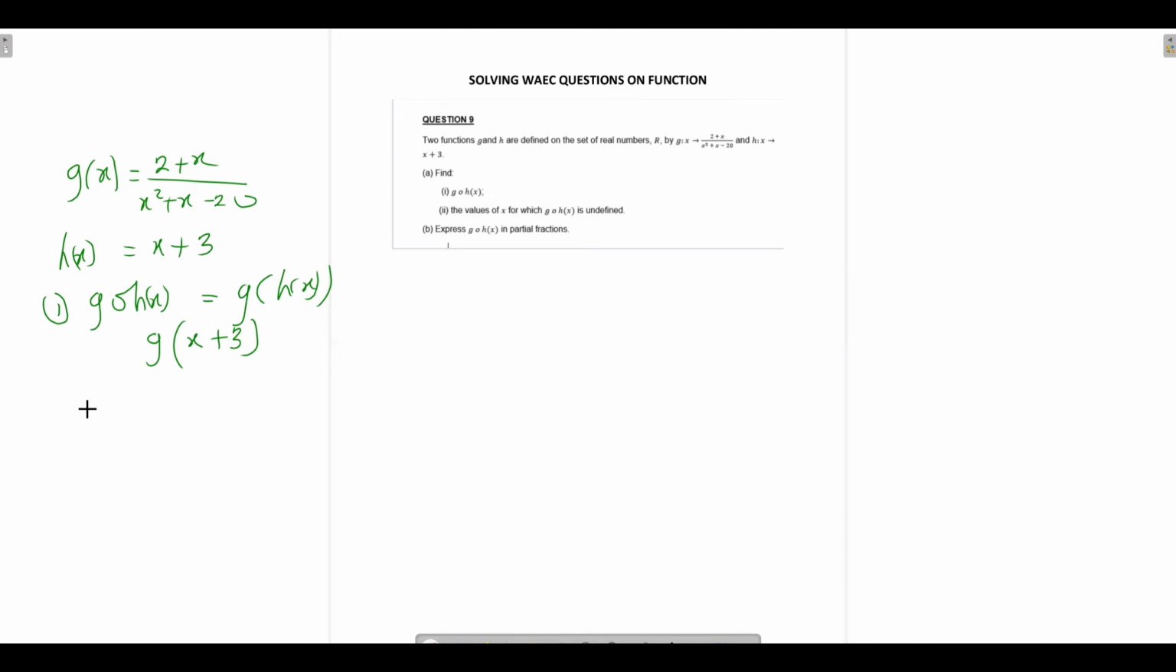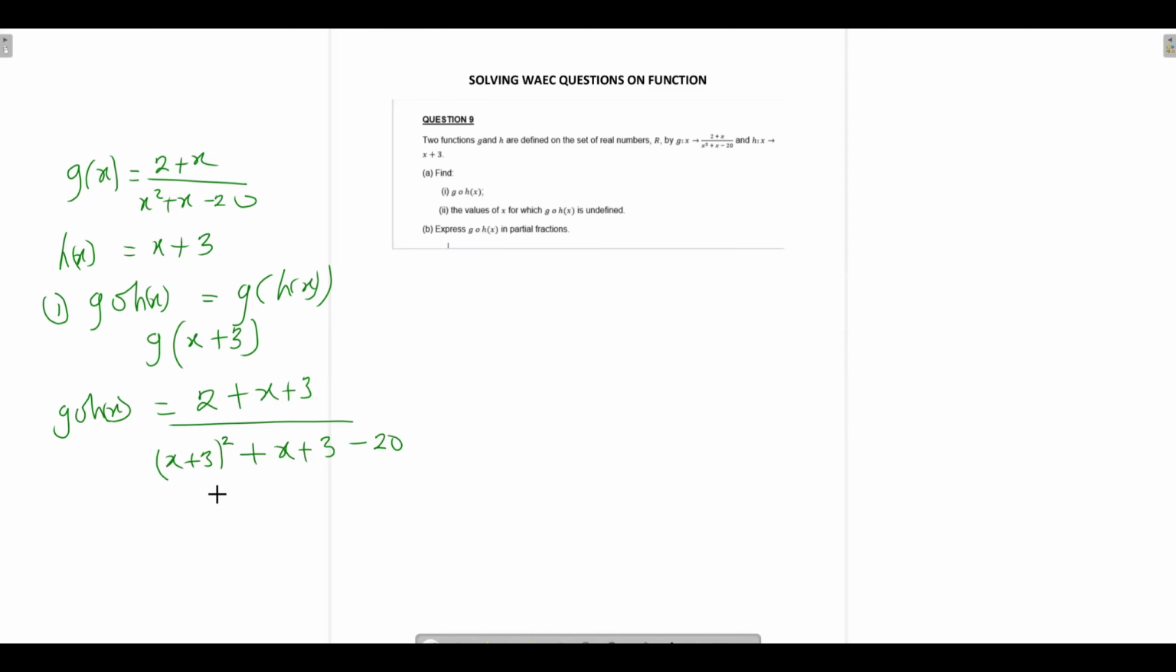So now you can say that our g of h of x is now equal to 2 plus, now in g of x I have x, now I will put x plus 3, divided by x plus 3 all squared plus x plus 3 minus 20.